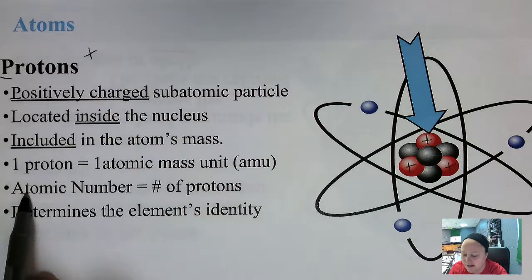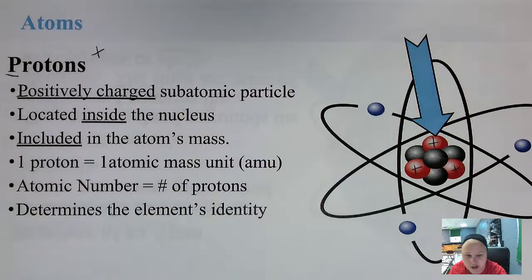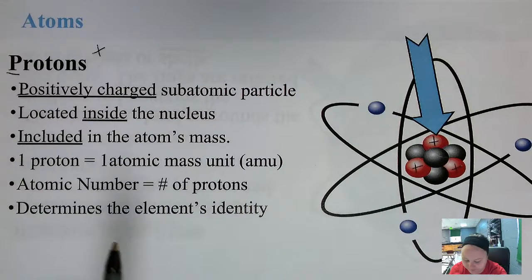But the atomic number that we'll talk about in a little bit is the number of protons each element has. And protons are important because they determine the element's identity. So when we look at the periodic table here in a minute, you'll see that carbon has 6 protons. It will always have 6 protons, because if you added another proton, you would be changing carbon to nitrogen. So an element's identity is based on how many protons it has. If you add a proton, then you're changing its whole identity.